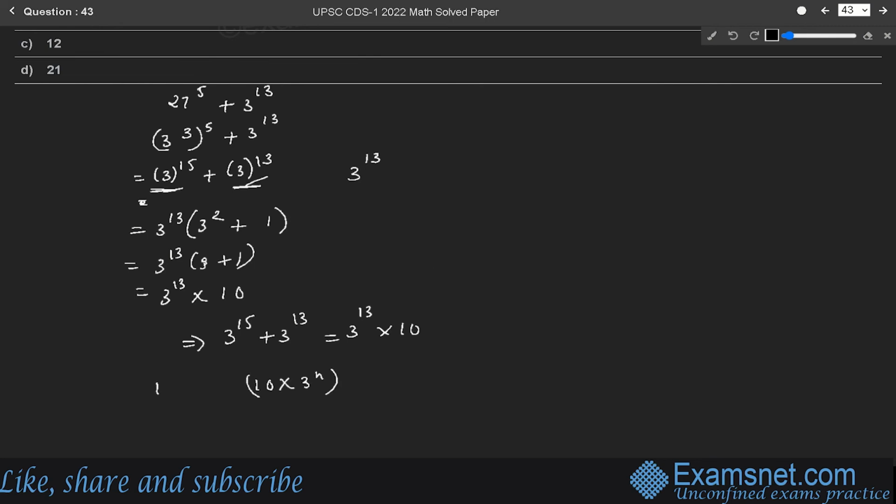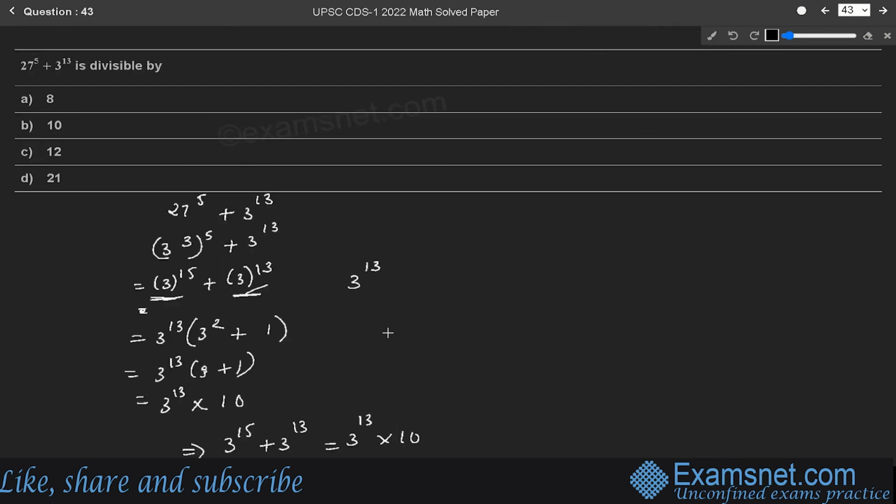It means that the number is divisible by 10, or 10 into 3ⁿ, where n lies between 1 and 13. So according to all the options, the correct answer is therefore 10, because the options consist of 10, therefore the answer is 10, which is option number B.